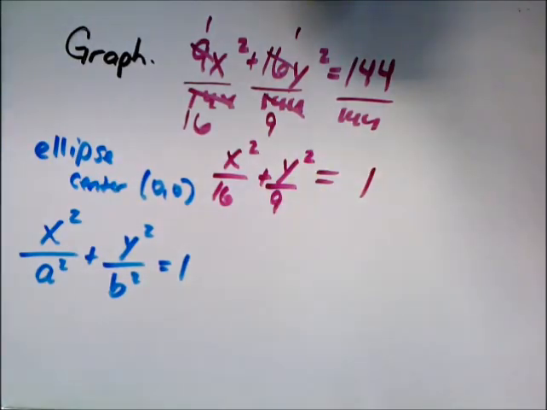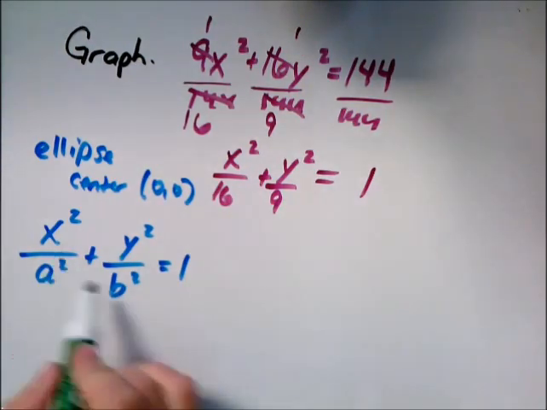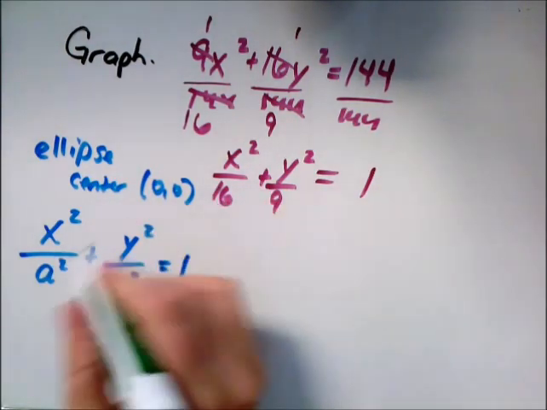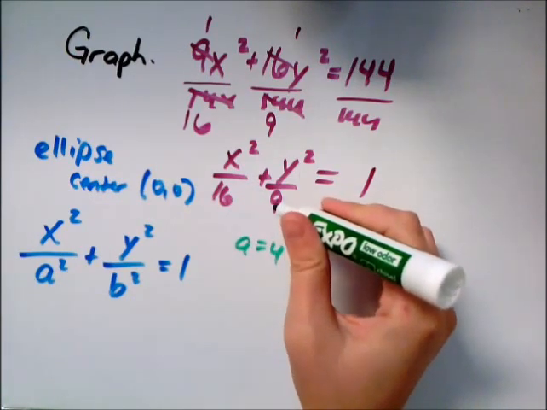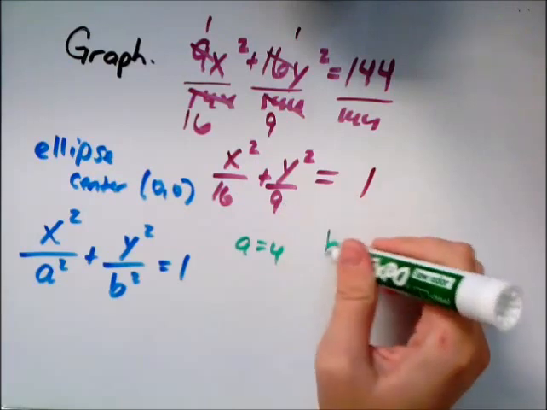Okay, so we can see from there what a and b are, because notice these numbers 16 and 9, they're not a and b, they're a squared and b squared. So if a squared is 16, I can say that a is 4, and if b squared is 9, I could say b is 3.